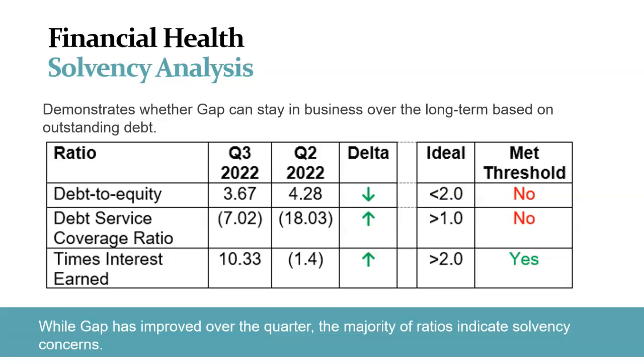While times interest earned is favorable, there are still concerns over GAP's solvency given the results of the other ratios, and lenders should use caution prior to loaning additional capital.